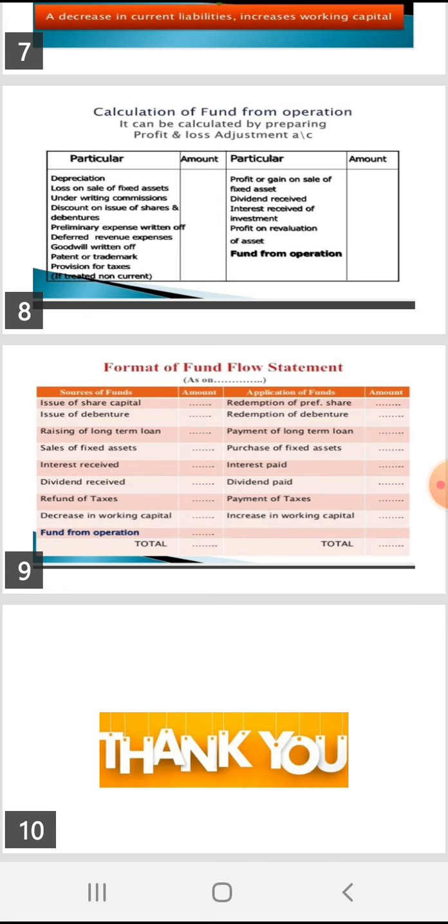On the application side, it is written as redemption of preference shares, redemption of debentures, payment of long-term loans, purchase of fixed assets, interest paid, dividend paid, payment of interest, and increase in working capital, as well as funds lost from operation if the answer comes in the adjusted profit and loss account. Now it should be remembered that the total of the fund flow statement will always be equal, means the debit side should be equal to the credit side in the fund flow statement.